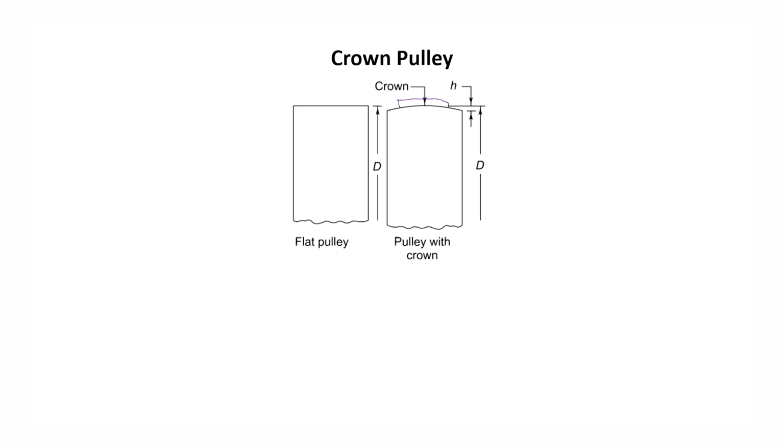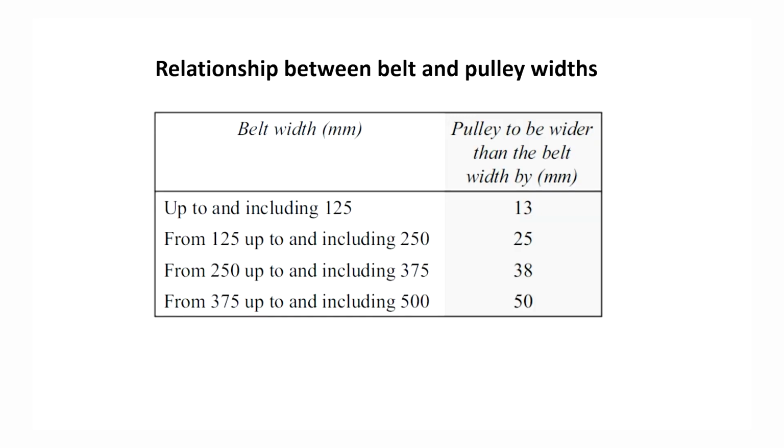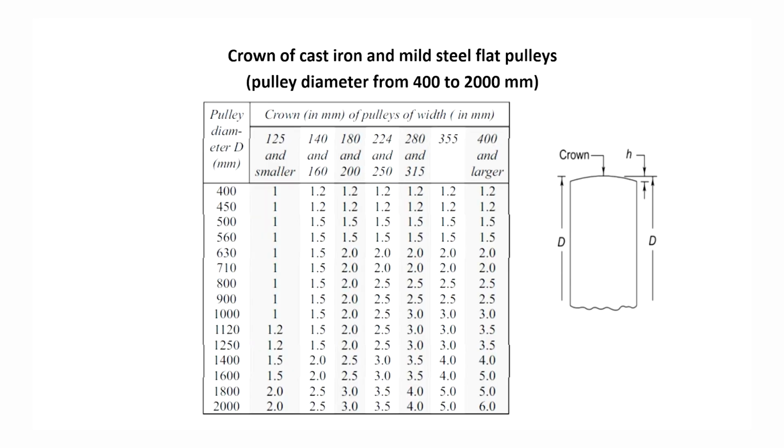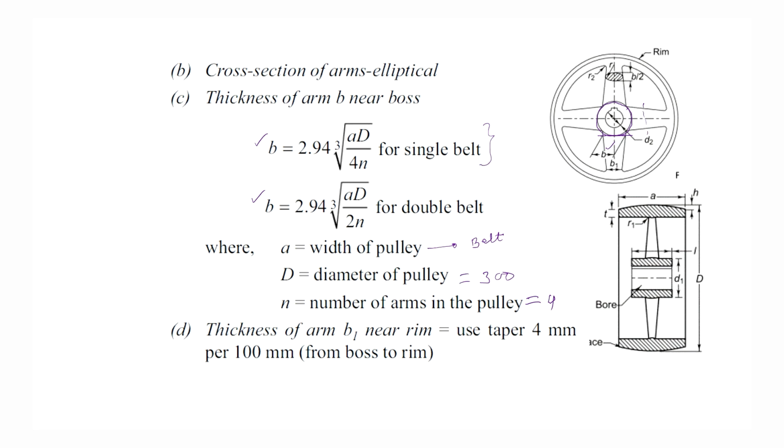This table gives the width of the pulley. The pulley is to be wider than the belt width by some mm. So, knowing the width of the belt, you can find the width of the pulley. And so, the width of the pulley A will be here, and you can find the value of A.